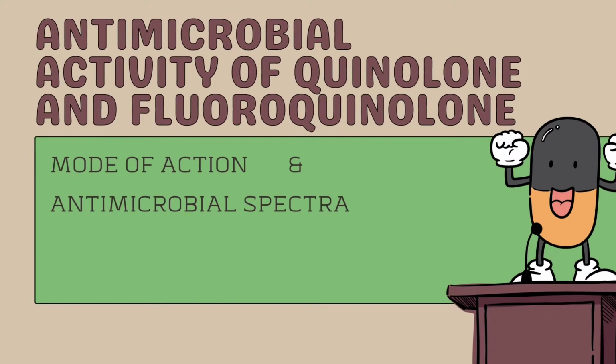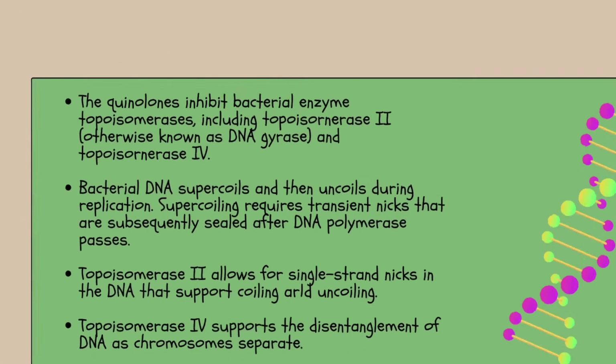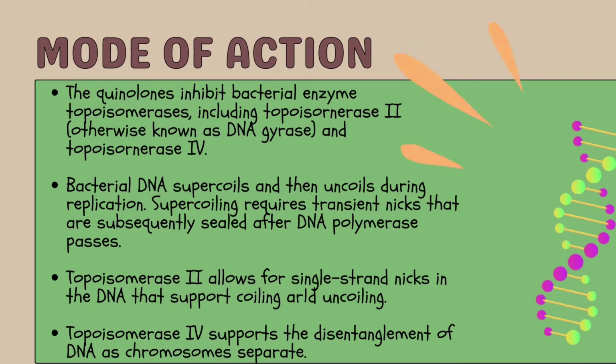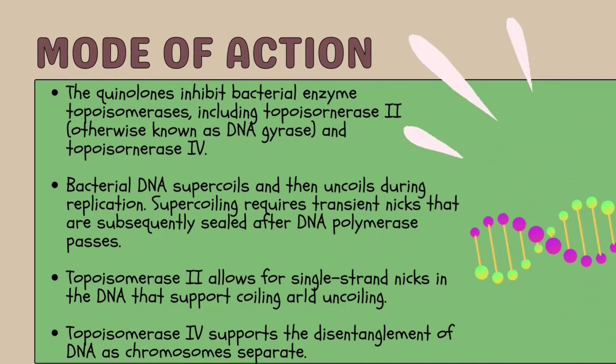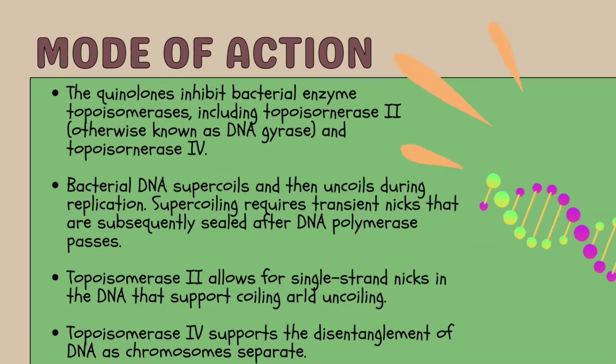Antimicrobial activity. For its mode of action, quinolones inhibit bacterial topoisomerase 2 and 4. Bacterial DNA supercoils and then uncoils during replication. Supercoiling needs temporary nicks that are sealed when DNA polymerase passes. Topoisomerase 2 nicks DNA to promote coiling and uncoiling. Topoisomerase 4 aids in chromosomal separation. Inhibiting topoisomerase reduces supercoiling and DNA repair. Mammalian topoisomerase enzymes are not susceptible to quinolone inhibition, unlike bacterial gyrase.